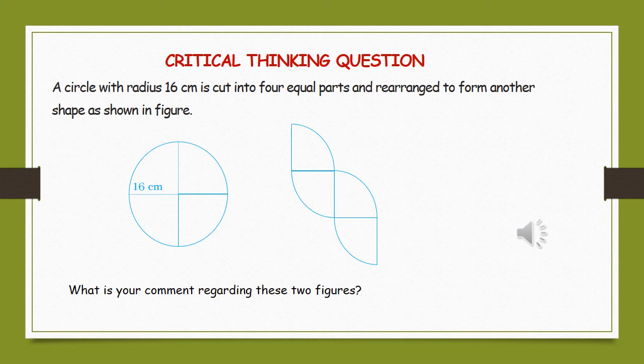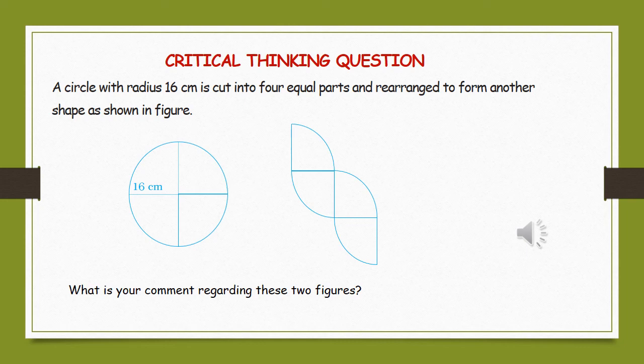Now let us solve a critical thinking question from circle. A circle is given with radius 14 centimeter and it is cut into 4 equal parts and they are rearranged to give the shape which is shown in the second figure. Now calculate the area of the two shapes.